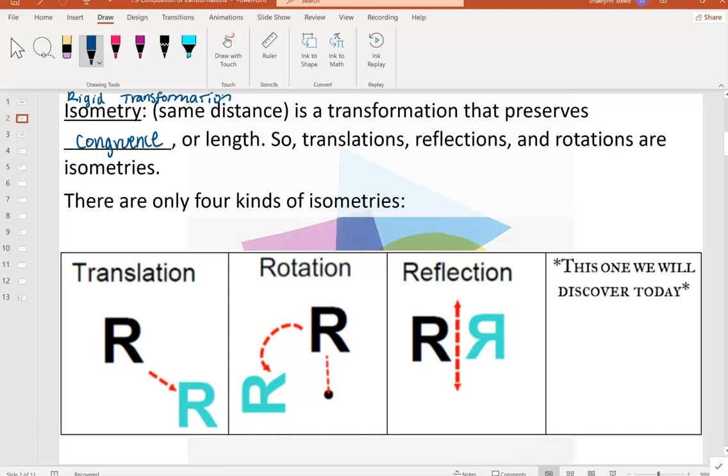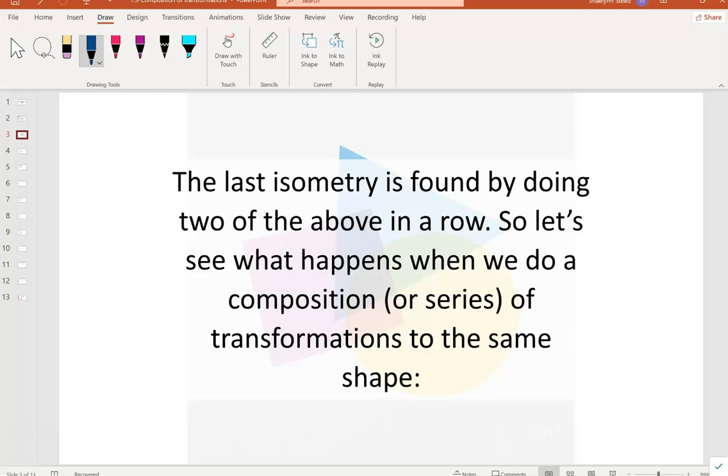There are only 4 types of isometries. There are translations, which we've already talked about, rotations, which we've already talked about, and reflections. The last isometry is found by doing 2 of the above in a row. So we're going to see which one we do that doesn't become one that we already know.